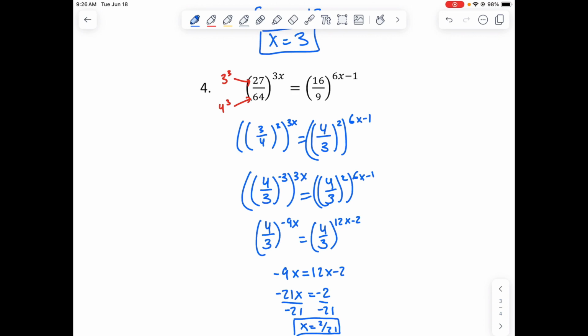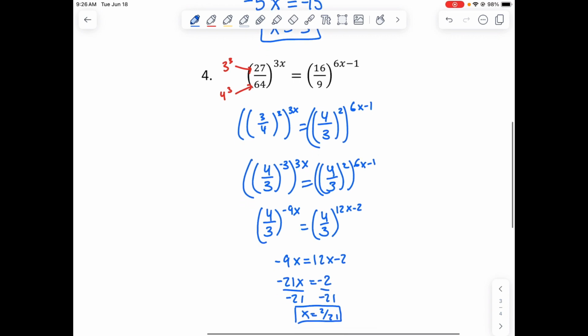Not an easy one to check. I would just check all of your steps, but I did plug it into Desmos, and I do know that it is the correct solution. And so what I plugged into Desmos was 2 over 21 for x here, and seeing if it was equivalent to this.